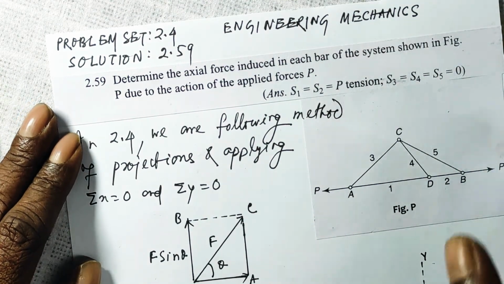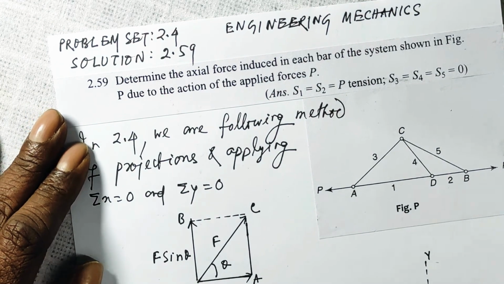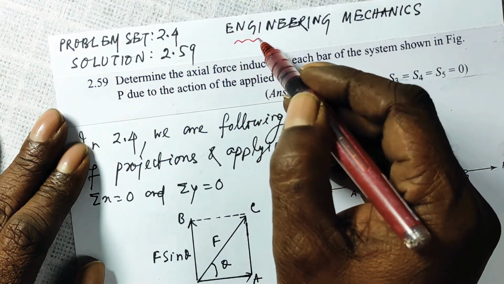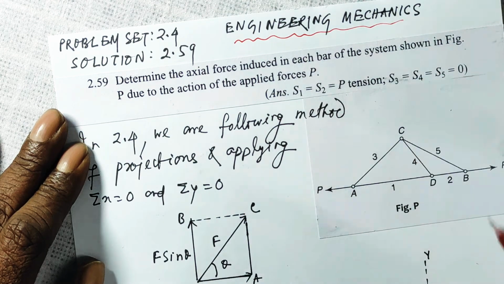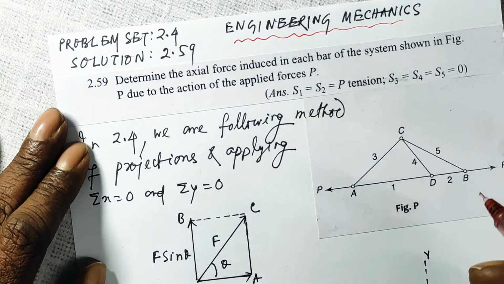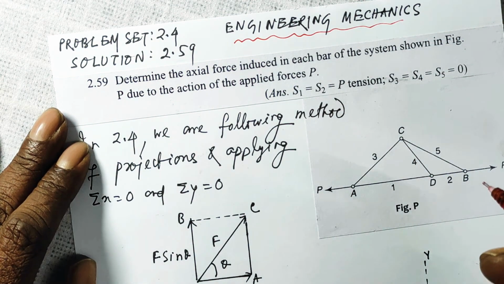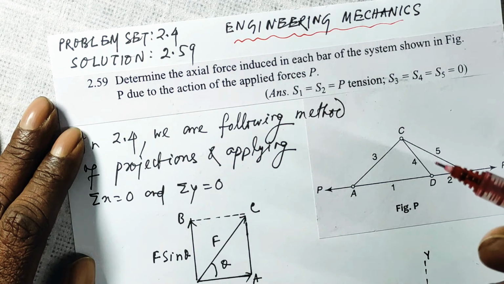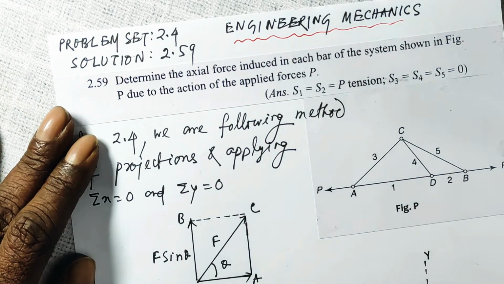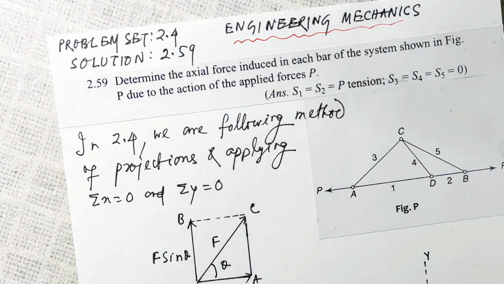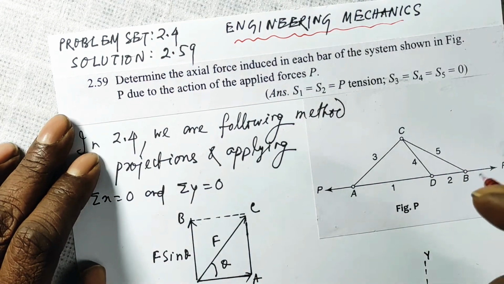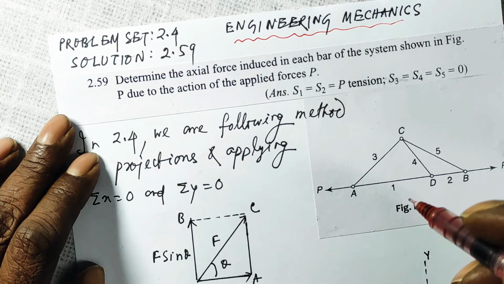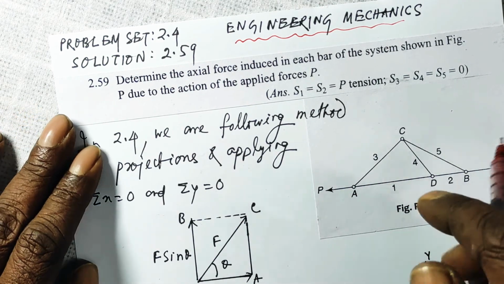Another good short numerical from engineering mechanics. You are likely to get such type of problems in the GATE examination, because the time it requires to solve the problem will be around 1.5 or 2 minutes at the most. So expect this kind of questions. Problem set 2.4, solution to 2.59.